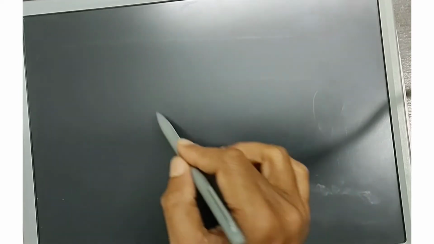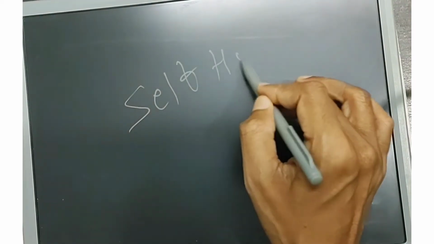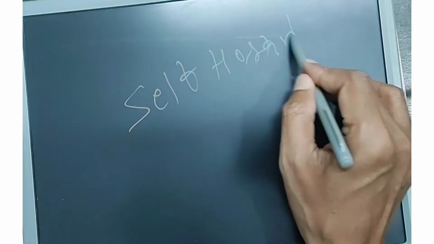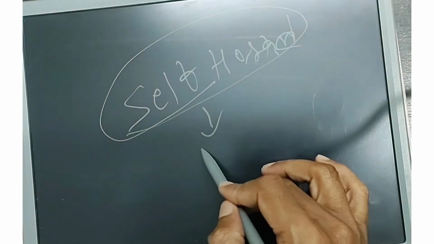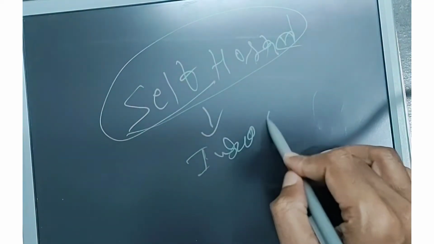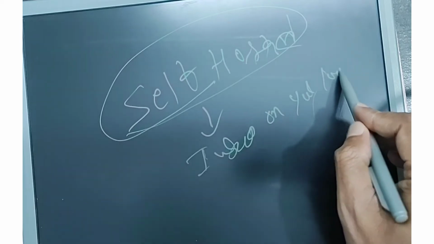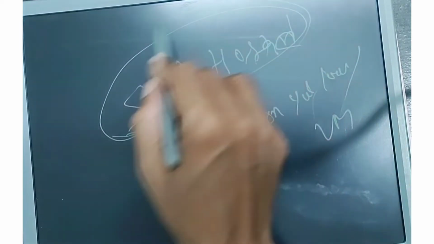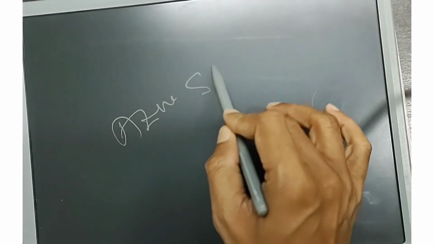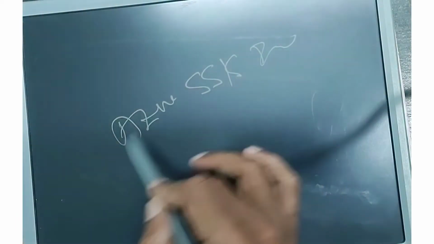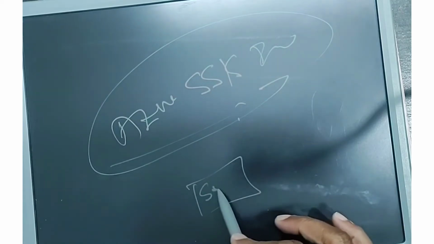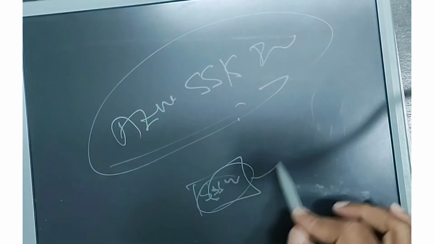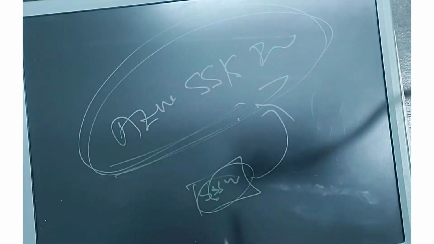Second one is self-hosted integration runtime. This self-hosted integration runtime means you will install it on your local system or VM. This is called self-hosted runtime. And third one is Azure SSIS integration runtime. This runtime is used whenever you want to lift and shift your existing SSIS package to Azure.